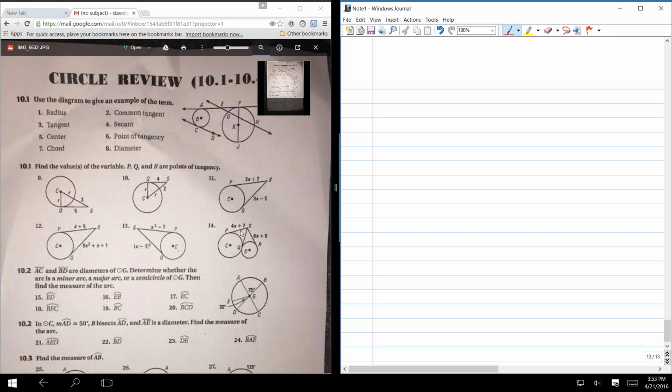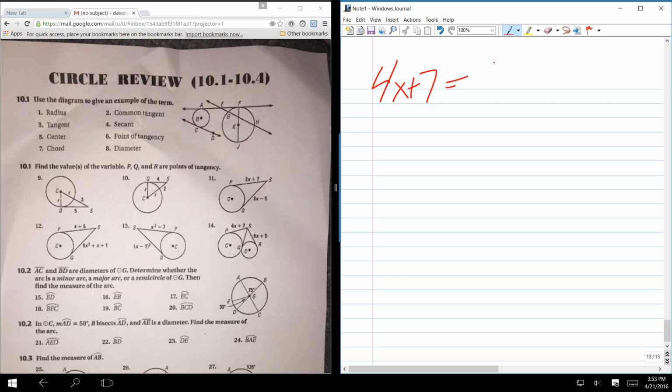First of all, this tangent line is not the same as this tangent line. Notice that this tangent line goes to a smaller circle. But doesn't it have to be equal though? Because it's only if it's a tangent that goes to the same circle. Notice that in 11 you have two tangent lines going to the same circle, same in 12, same in 13. So we know that 4x plus 7 has to be equal to SQ. But SQ has to be equal to SR. You're right, I didn't see it at first.